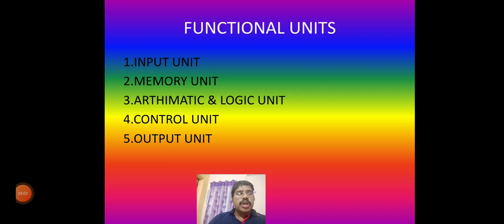Next, the memory unit, where we can store the data. In the memory unit we can store two types of information: the first one is program and the second one is data. Next, the memory unit is further classified into two types: primary memory and secondary memory. Primary memory means where we can store the data which we are using very frequently. So that will be stored in the primary memory.